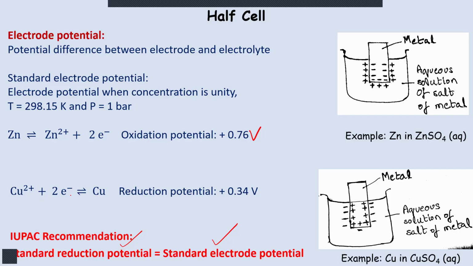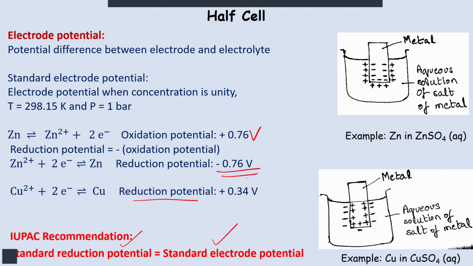So in case of copper, we have the reduction potential plus 0.34 volt. But what about zinc? Here we are having oxidation potential. So reduction potential is simply the negative of oxidation potential. Reduction potential is minus of oxidation potential. So oxidation potential for zinc is plus 0.76 volt. Therefore, reduction potential would be minus 0.76 volt. Oxidation potential corresponds to oxidation reaction, reduction potential corresponds to reduction reaction.